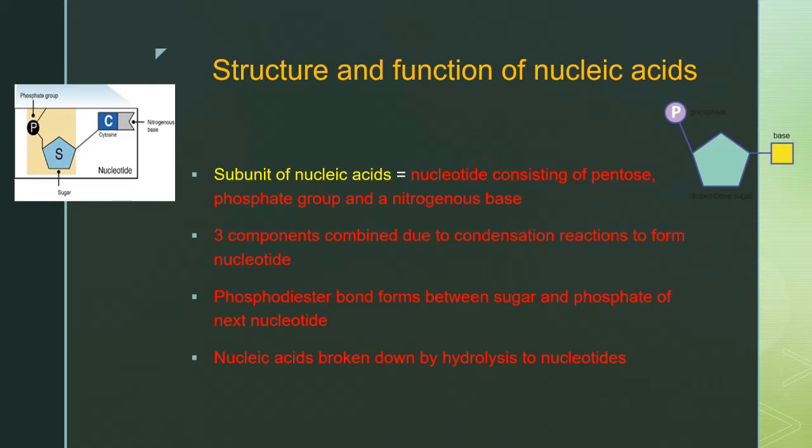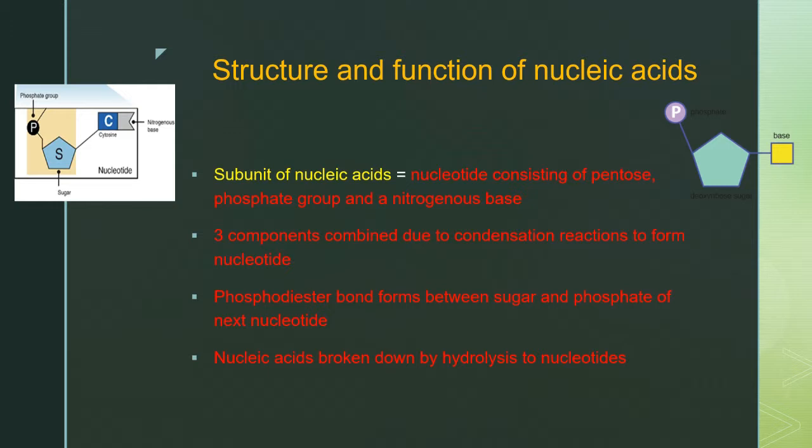Basically, to make a nucleic acid, you have to have subunits, and a subunit of a nucleic acid is called a nucleotide. A nucleotide consists of a pentose sugar, or your deoxyribose sugar, as we see here, your phosphate group, and then your nitrogenous base. These three components are combined in a condensation reaction to form the nucleotide. There will be a phosphodiester bond forming between the sugar and the phosphate of the next nucleotide. That is very important. So it's the sugar and the phosphate of the next nucleotide.